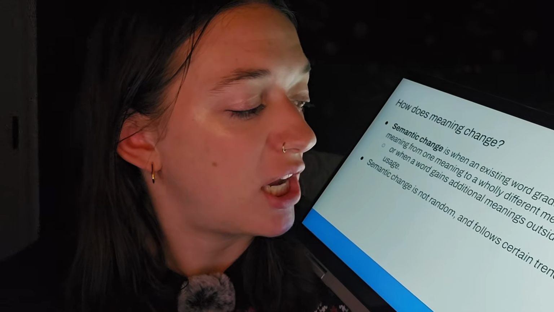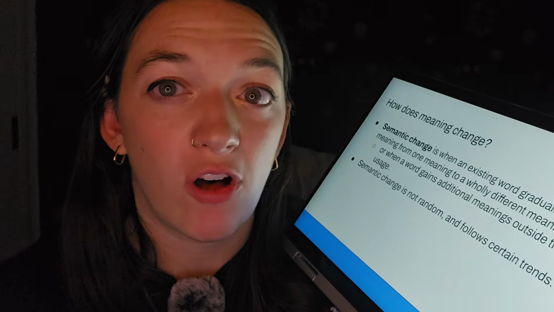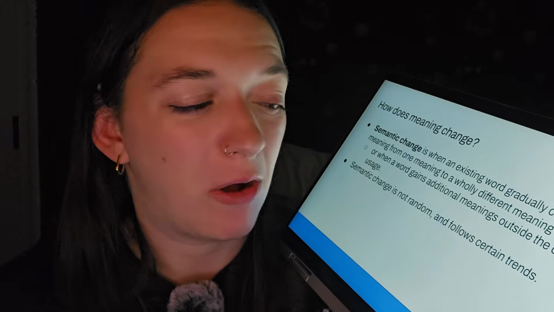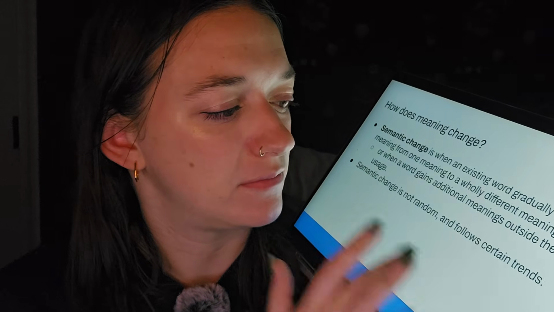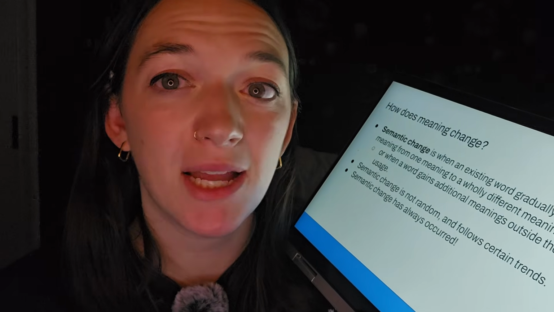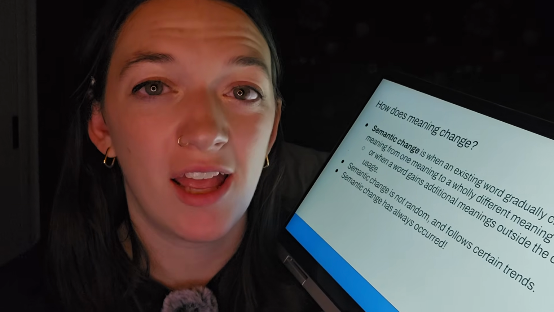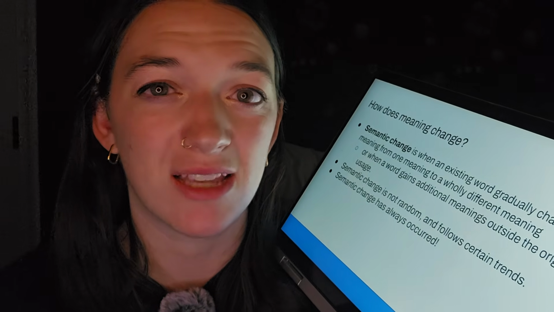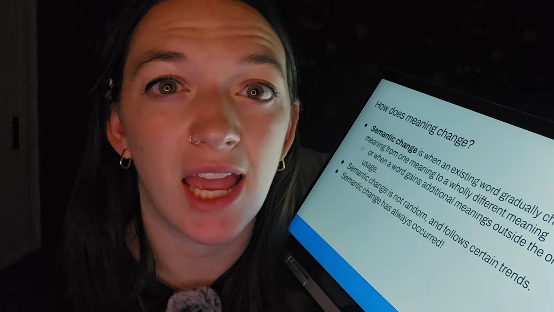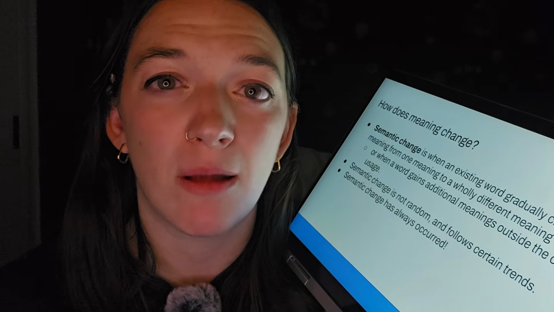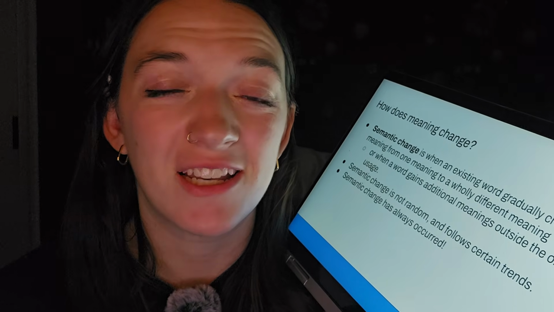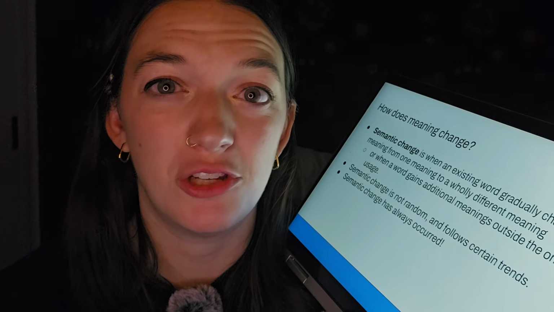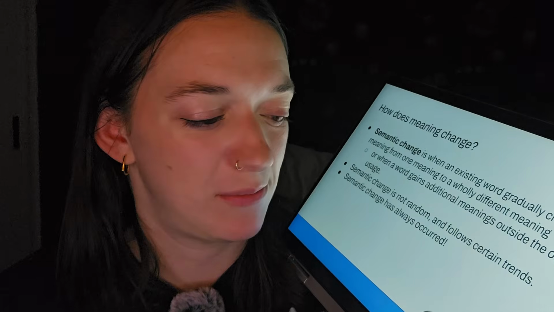And semantic change is not random. It follows certain trends, and that's what we're going to talk about next. Semantic change has always occurred. This is not a new phenomenon. This is not something that kids these days are doing. This is something that has always occurred in time immemorial. Words have changed and developed new or additional meanings.